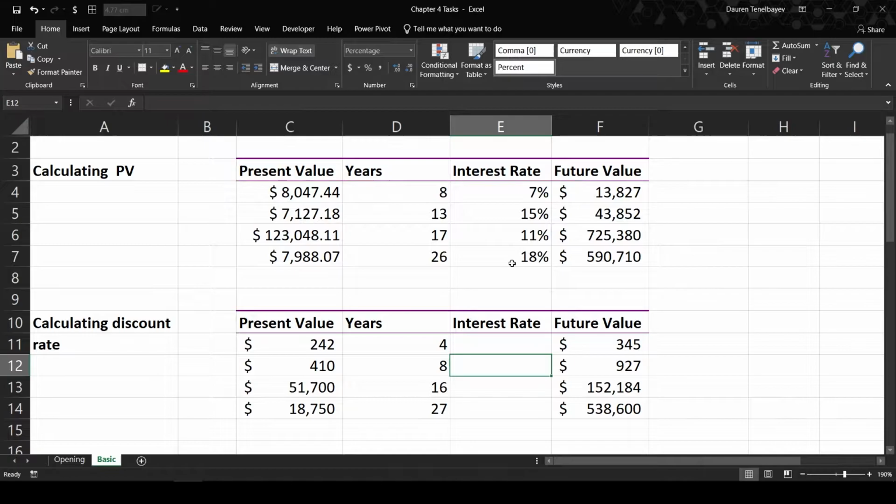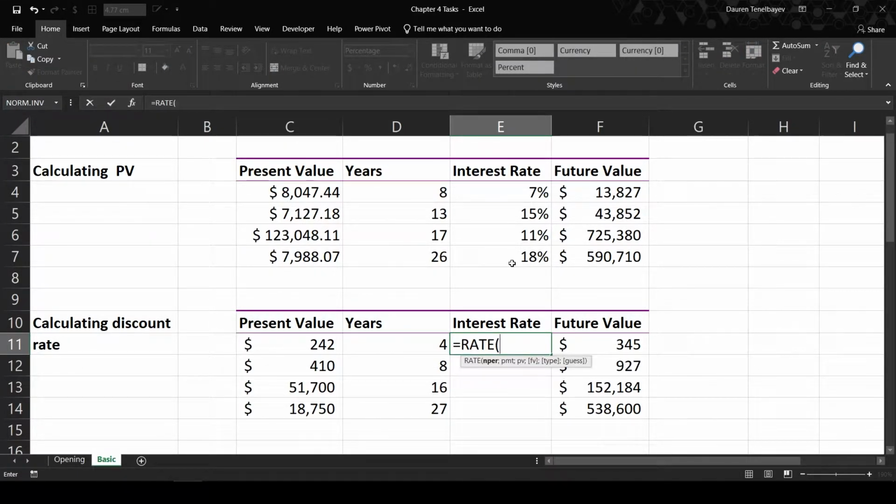Moving to the second question, we have to calculate the interest rate. We use the formula for rate, number of periods 4 years, this cell. We don't have PMT again, skip it. And for present value and future value, let's put it this way. For example, someone gave this amount of money to the bank 4 years ago, and from the perspective of the person, it was a negative cash flow. So that's why we use a negative sign for present value.